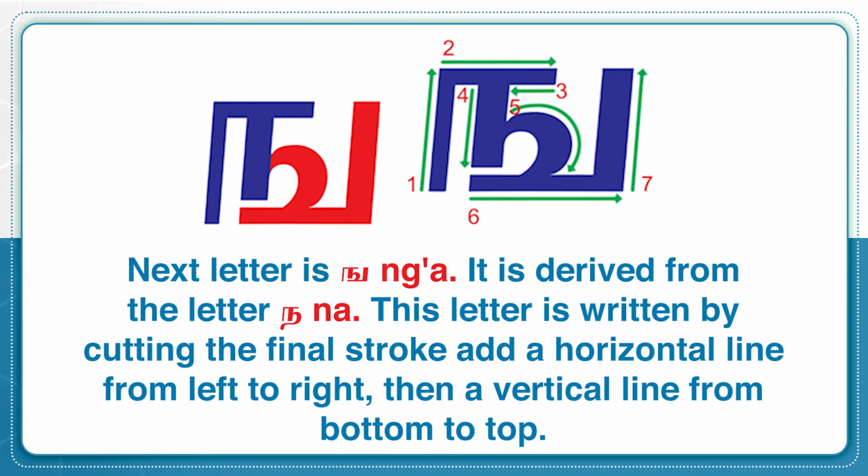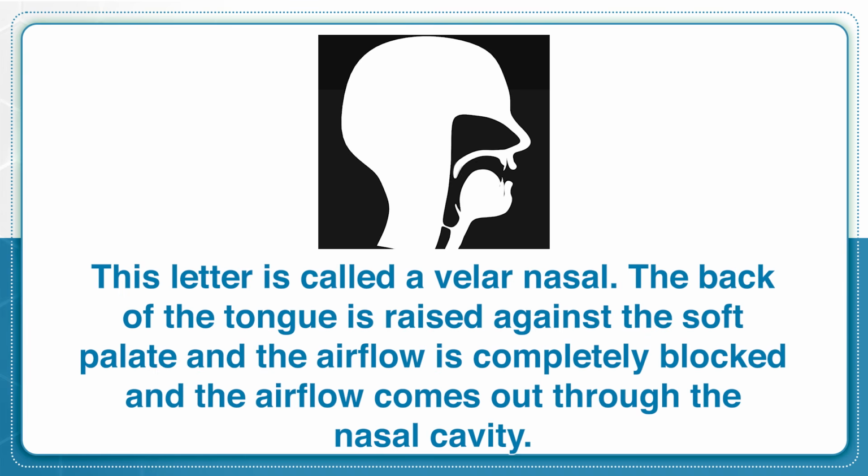Next letter is Nga. It is derived from the letter Na. This letter is written by cutting the final stroke and adding a horizontal line from left to right, then a vertical line from bottom to top. This letter is called a velar nasal. The back of the tongue is raised against the soft palate and the airflow is completely blocked and the airflow comes out through the nasal cavity.